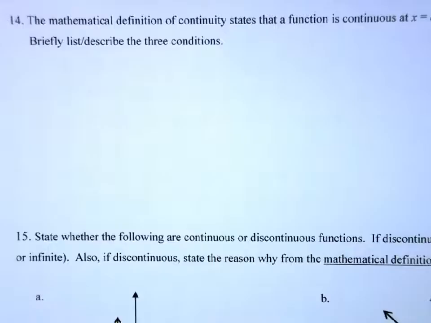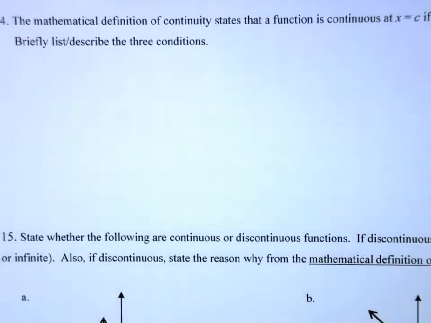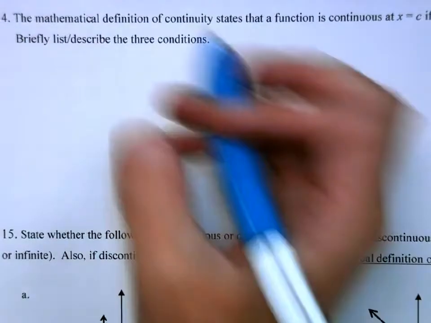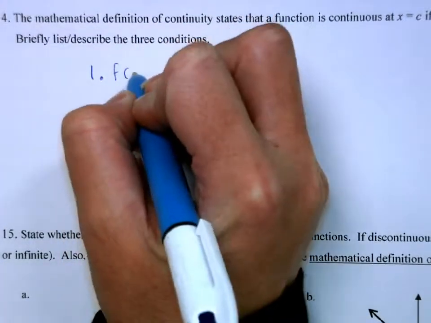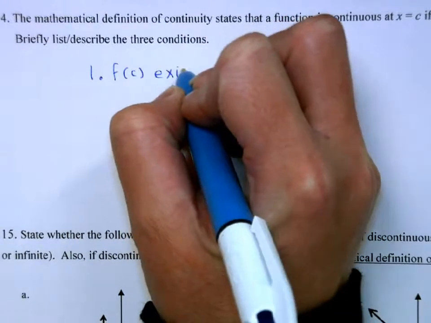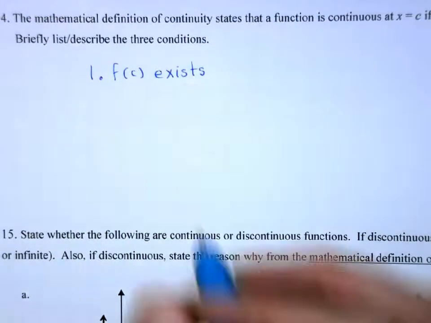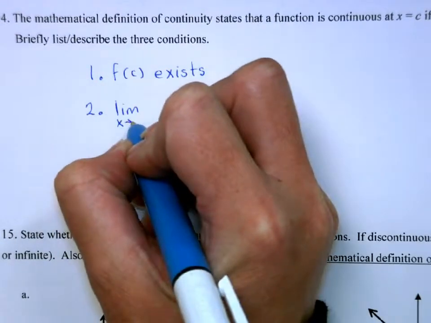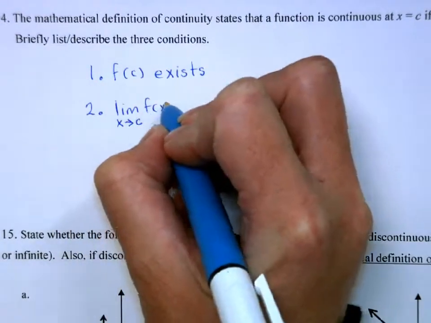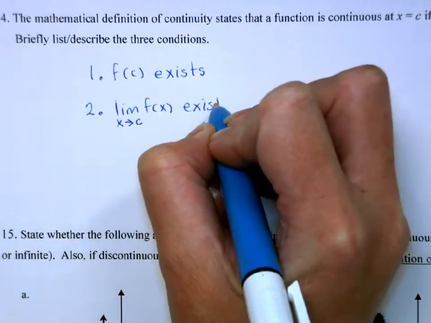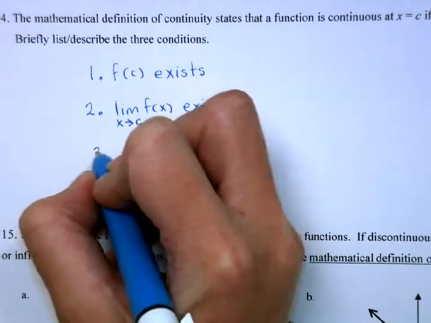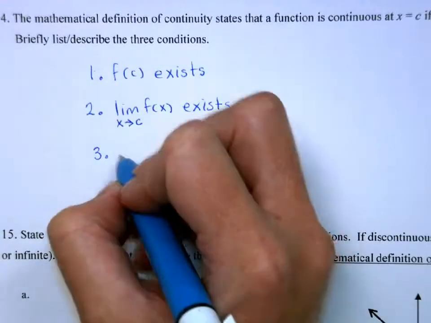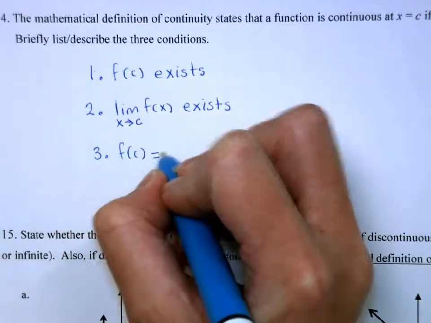Okay, this next question says, the mathematical definition of continuity states that a function is continuous at x equals c if it satisfies 3 conditions. What are those conditions? Number 1, there must be a function value. So f of c exists. 2, the limit as x approaches c of f of x needs to exist. And the third, 1 and 2 need to be the same. So f of c needs to equal the limit as x approaches c.